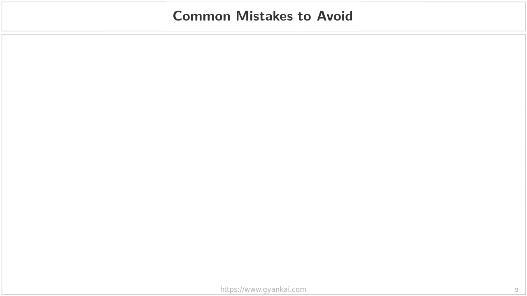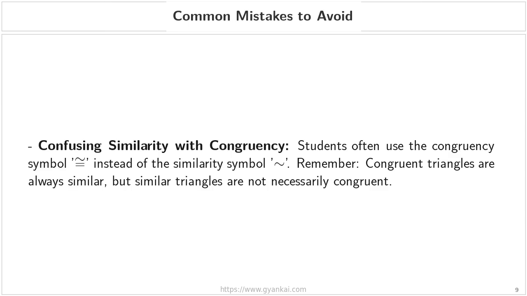Common mistakes to avoid. First, please be careful not to confuse similarity with congruency. I often see students accidentally using the congruency symbol, which is an equal sign with a small tilde on top, instead of the similarity symbol, which is just the tilde itself. It is vital to remember this distinction. While all congruent triangles are technically similar because they share the same shape, not all similar triangles are congruent because their sizes might be different.